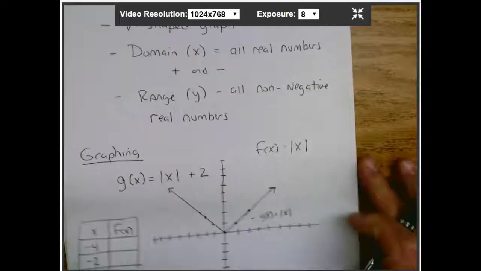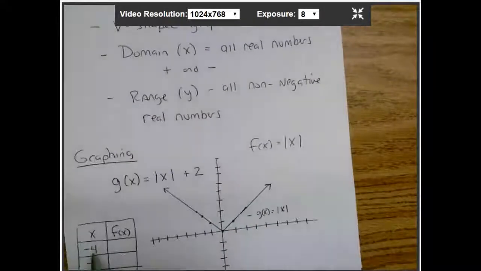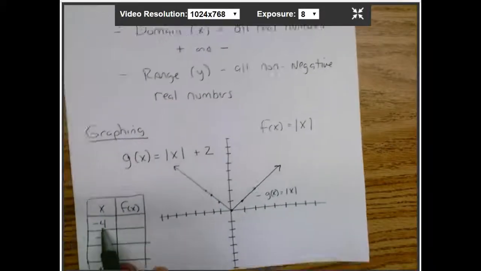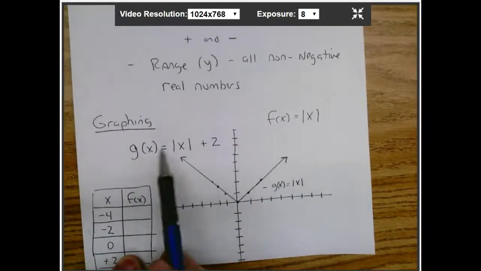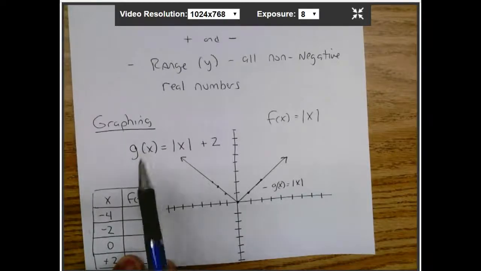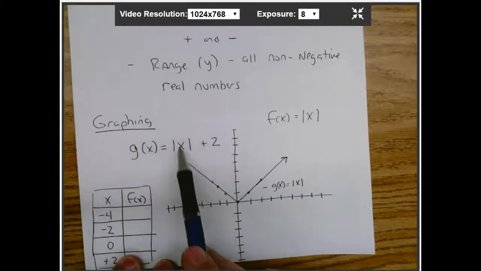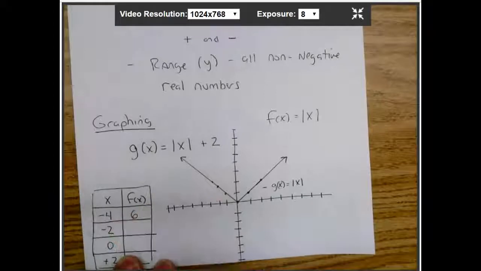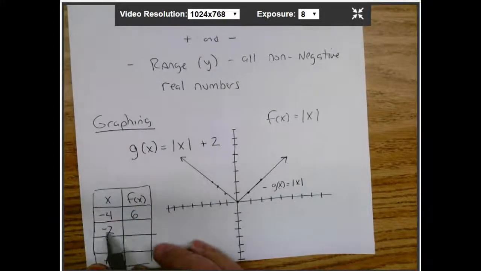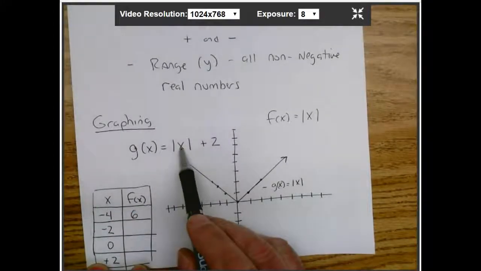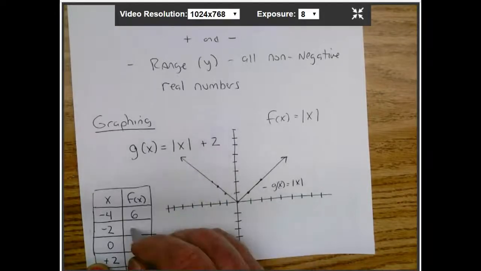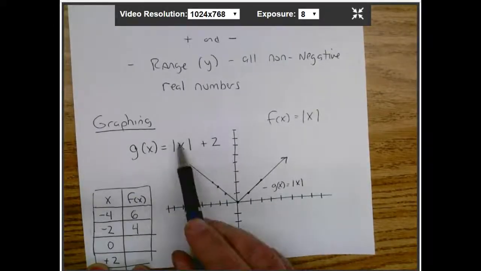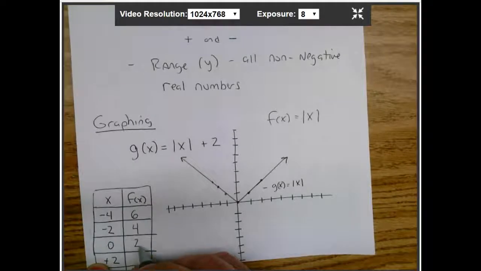So then if we just plug this in, right? With this function, we'd then have to solve them. So if the function g is at negative 4, it'd be negative 4, the absolute value, which would be 4, plus 2, so that would be 6. Right? And then negative 2, we plug that in. Negative 2, the absolute value is 2, plus 2 would be 4. And then 0, it would be 2. And if we came to 2, it would be the same thing, it would be 4.